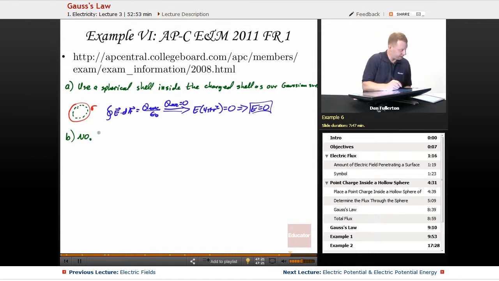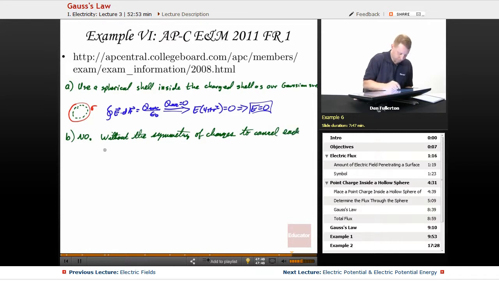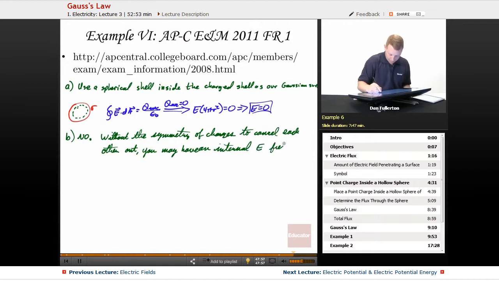So I would write something like, no, without the symmetry of charges to cancel each other out, you may have an internal electric field. So something like that should work.